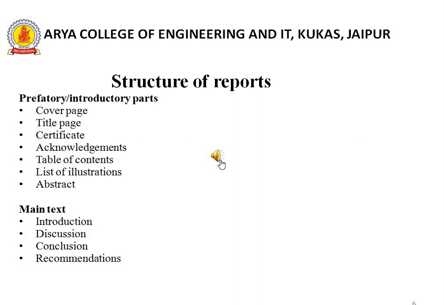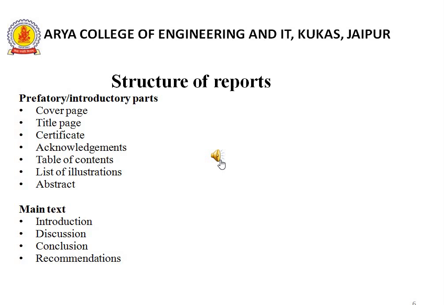Now we discuss the structure of reports. The structure suggests how a report should be organized. A report generally is organized by dividing it into four parts. The first is the prefatory or introductory part. In this part, it includes the cover page of the report, title, the certificate, acknowledgements, the table of contents, list of illustrations, and the abstract.